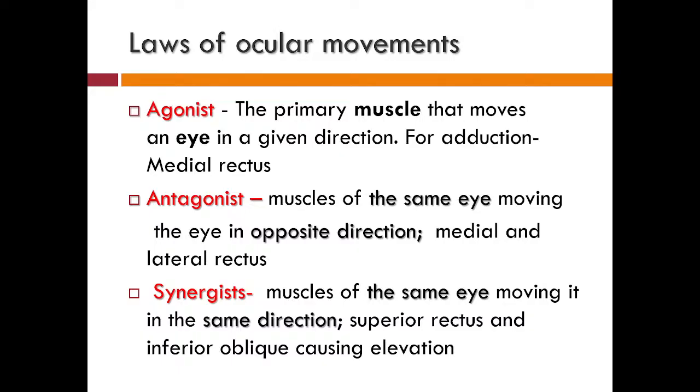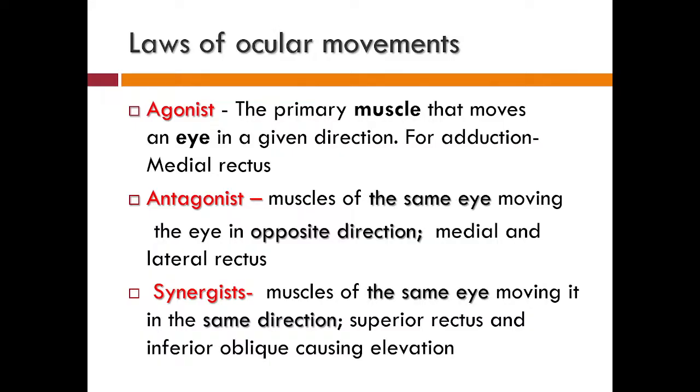Very simple. Agonist is the primary muscle which moves the eye in a given direction. For example, for elevation, superior rectus. For adduction, medial rectus. Abduction, lateral rectus. Depression, inferior rectus. That is called agonist for that particular movement. You ask what is the agonist for adduction, you will say it is the medial rectus muscle. So this is the agonist muscle for a particular action, the primary muscle which moves in that particular direction.